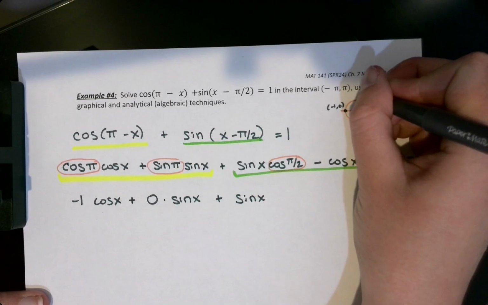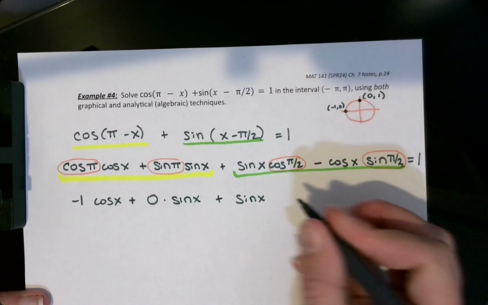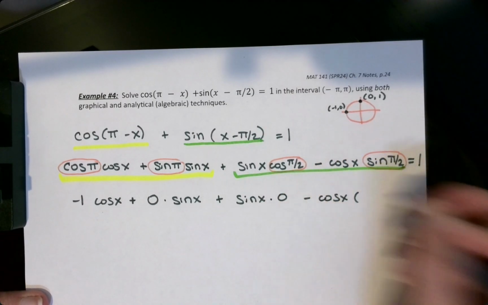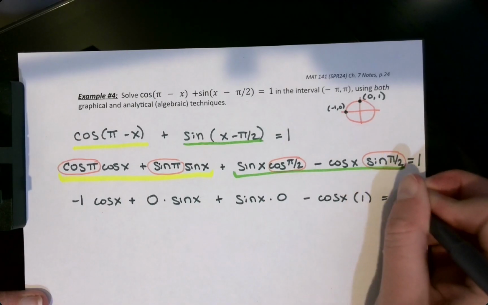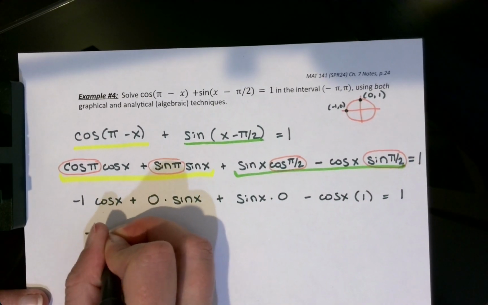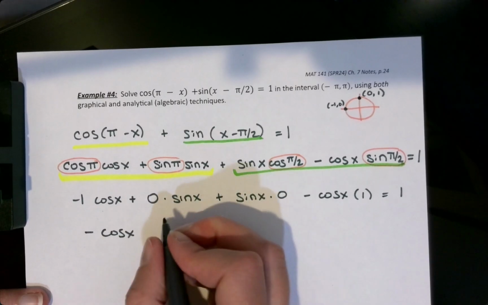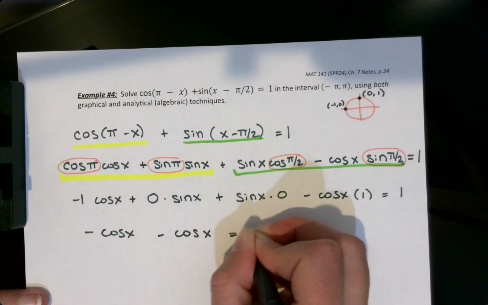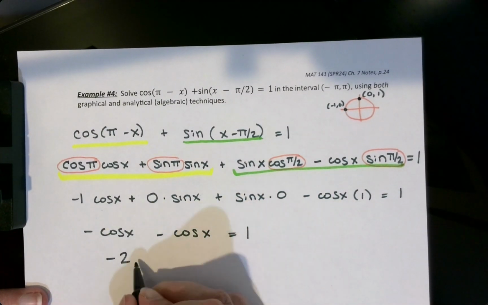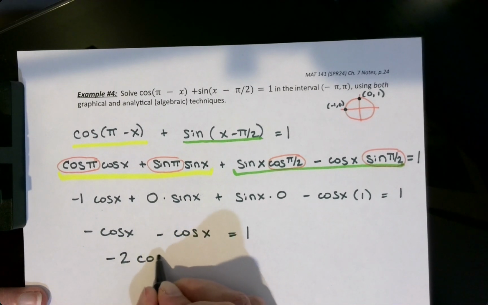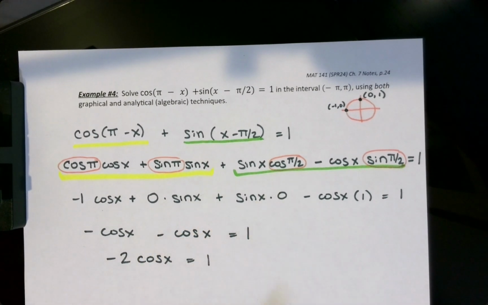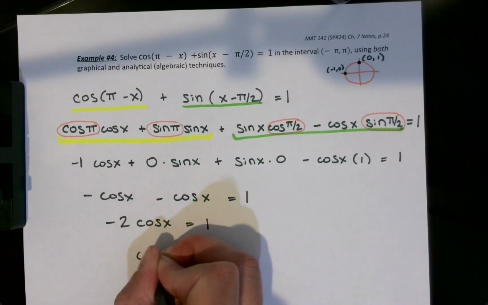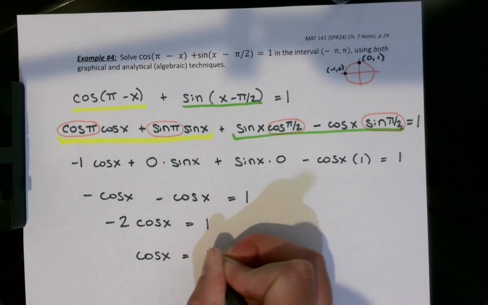plus the sine of x times the cosine of pi halves. This is 0, 1. So the cosine value is 0. And then minus the cosine x times the sine of pi halves, which is 1. So I end up with negative cosine x plus 0 minus cosine x equals 1. These are like terms, so negative cosine x minus cosine x combines to -2 cosine x equals 1. We can divide off the -2, so cosine of x is equal to -1/2.